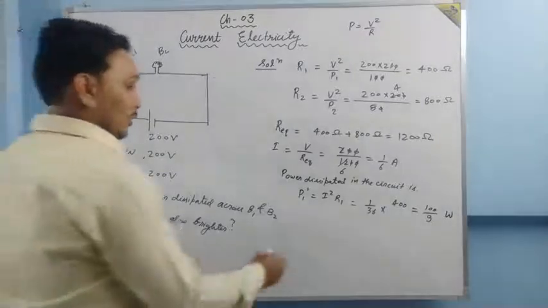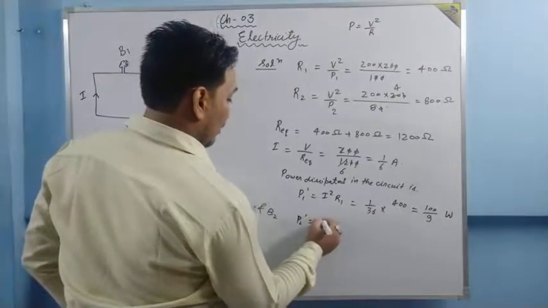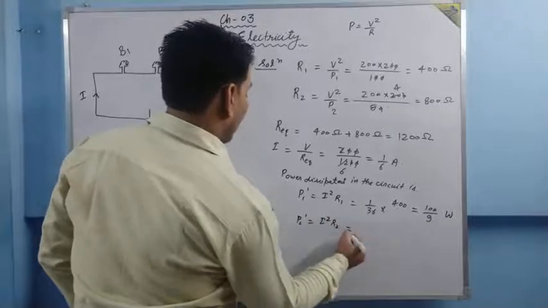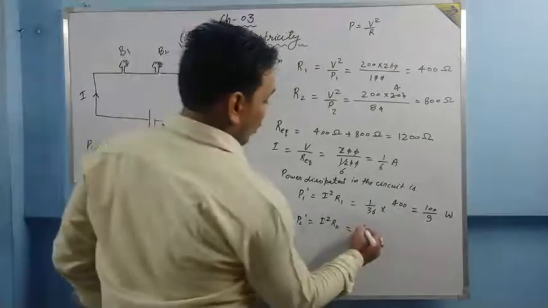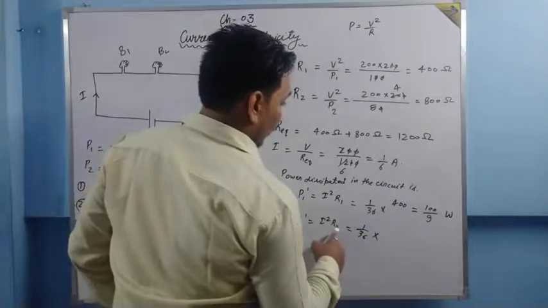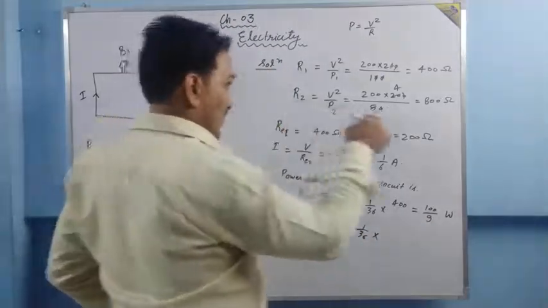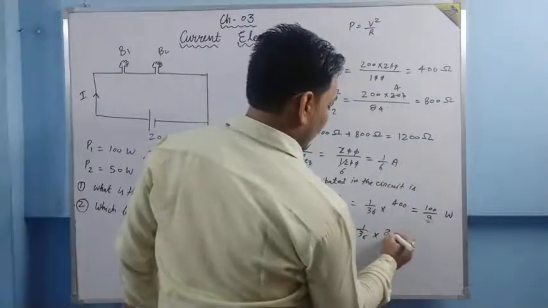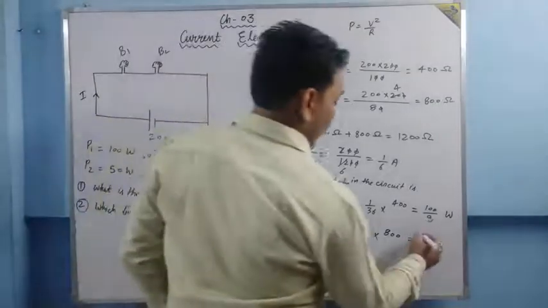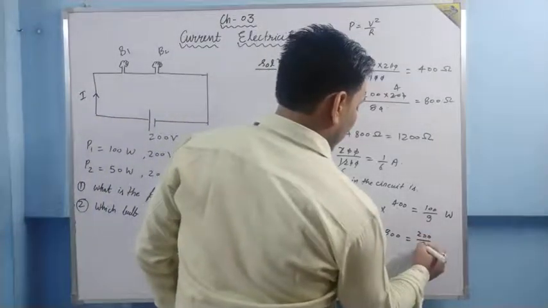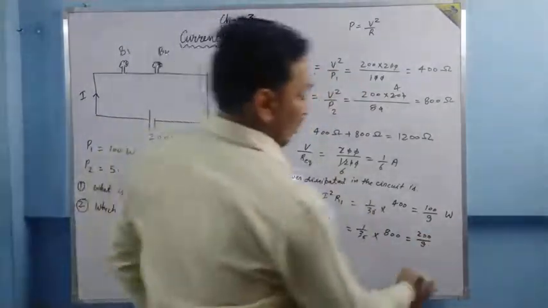And the second bulb is P2 dash, I square R2. Why am I using I square R2? Because they are in series combination. And in series combination, what happens? Current remains the same. Value of I square is 1 upon 36 and value of R2 is 800. When we cut them, what we are going to have? 4 2s are 8, 200 upon 9 watt.